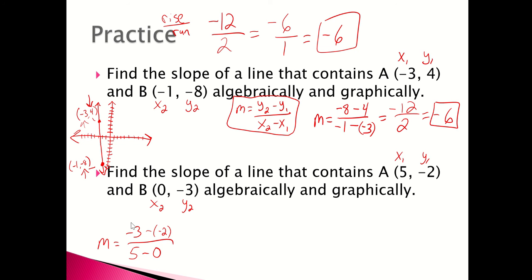So y2 minus y1. y2, I called that negative 3, minus y1, negative 2. When you subtract a negative, you have to add. So it's negative 3 minus negative 2. Negative 3 plus 2 is negative 1. Now x2 minus x1. x2 is 0 minus x1, 5.